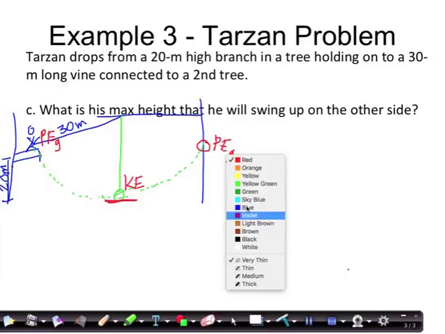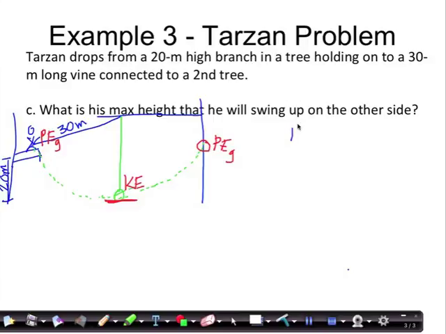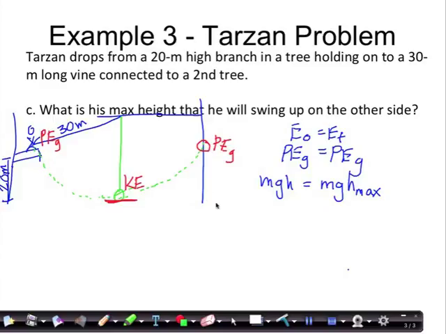So when we set up our equation, energy initial equals energy final. We're going from gravitational potential energy again to another gravitational potential energy. So mgh equals mg, let's call this h max because that's its max height. Well, we're looking for h max, so we can see that the masses cancel on both sides, gravity cancels on both sides, so h max is going to equal our h initial, which was 20 meters. So his max height that he goes up to is 20 meters again.